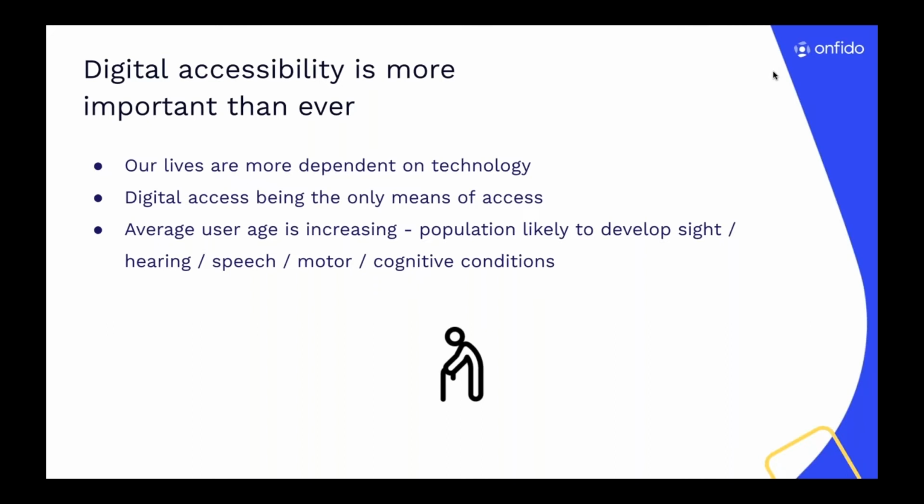The average age of digital product users is also going to increase. Older people tend to develop visual, hearing, speech, motor, and cognitive issues. So many of them are already struggling to learn new digital skills. The lack of accessibility support is only going to make their lives even more challenging.